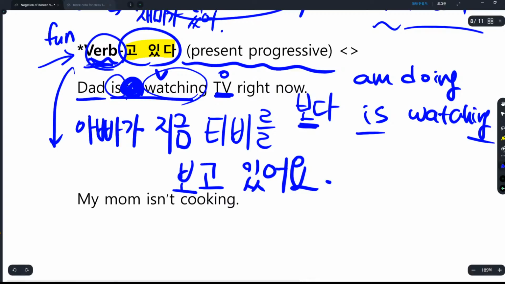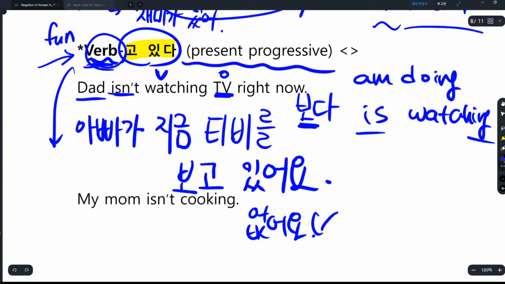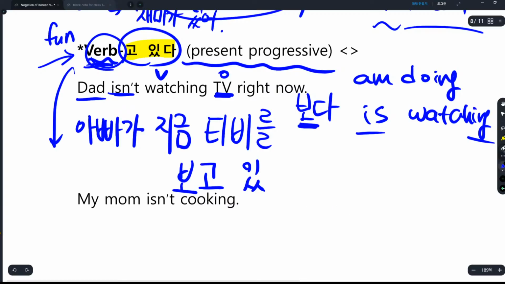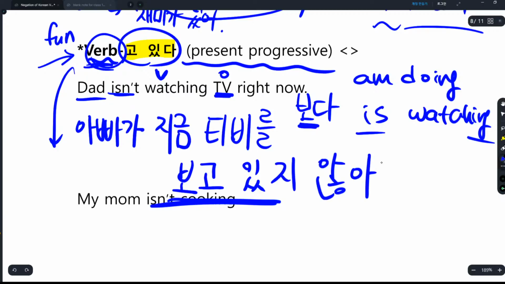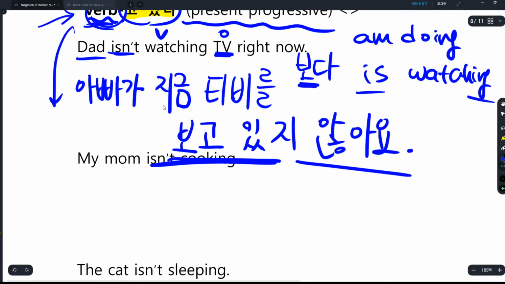But if you want to negate it, dad isn't watching TV right now, he's doing something else. Just like we learned, it's not 보고 없어요, right? When it comes to negating present progressive, it does not work this way. The simplest way to negate it would be using the consistent 지 않다. So 보고 있다 is the stem, and you combine it with 지 않다 and conjugate 않다 to 지 않아요. 아빠가 지금 TV를 보고 있지 않아요. You can say like this.